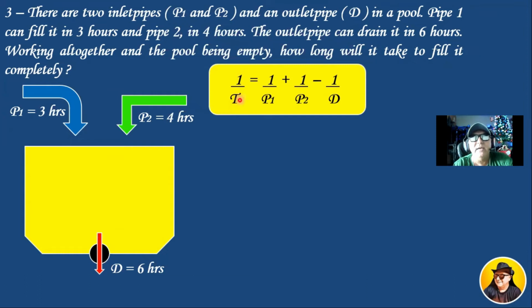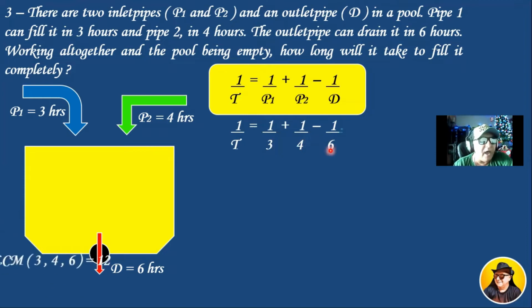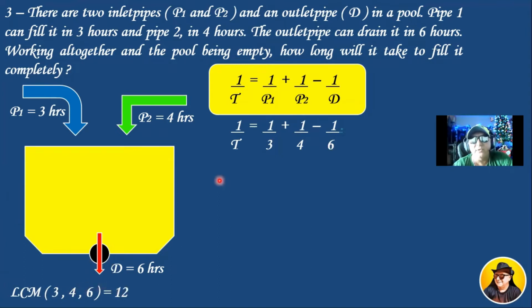Okay, so here we have 1 over t is positive 1 over P1 plus, also positive, 1 over P2 minus 1 over D. It is negative because this is the drain. You see? Very good. So let's replace the values. P1 is 3, P2 is 4, and D is 6. Now we can calculate the LCM of 3, 4, and 6, which is 12. So let's write 12 down here.